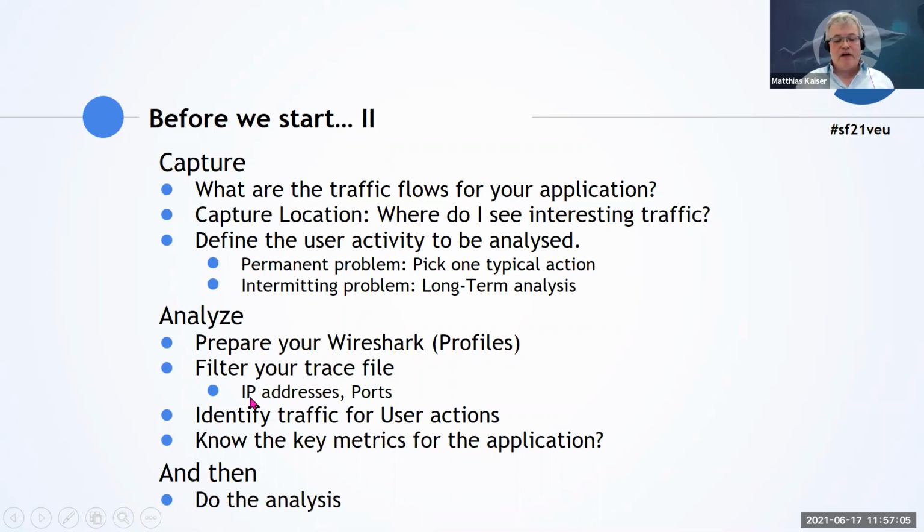Now, then filter your trace file on those known IP addresses, maybe ports, IP addresses of clients, of servers, and then try to identify the user activity. If your one typical action is actually shown in Wireshark, then you can start the analysis actually.